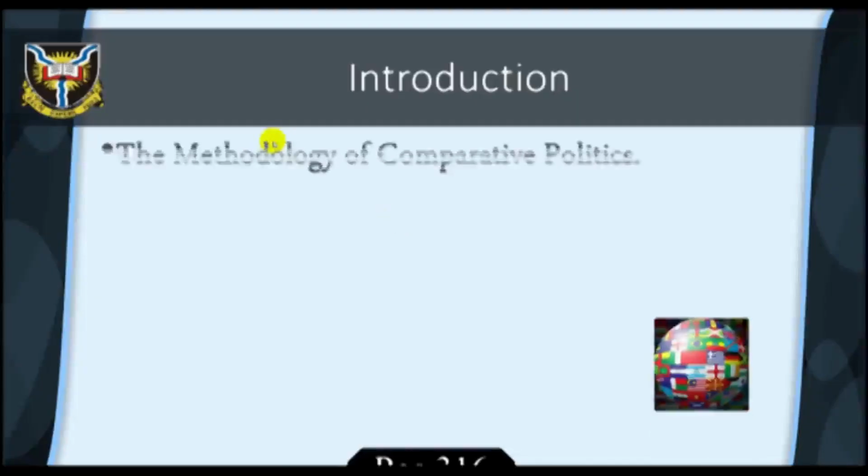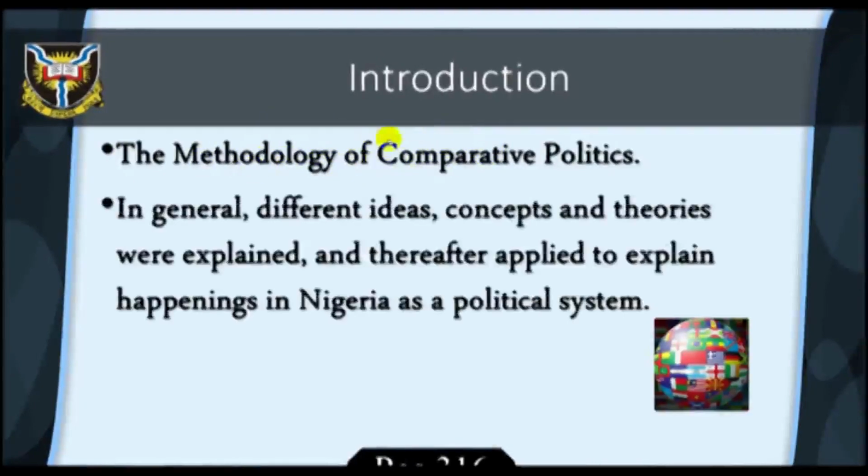Introduction. In this concluding lecture, we will summarize the main arguments and explanations in the preceding lectures. We should recollect that all the lectures concentrated on various aspects of the area of study called the methodology of comparative politics. In general, different ideas, concepts, and theories were explained, and thereafter applied to explain happenings in Nigeria as a political system.